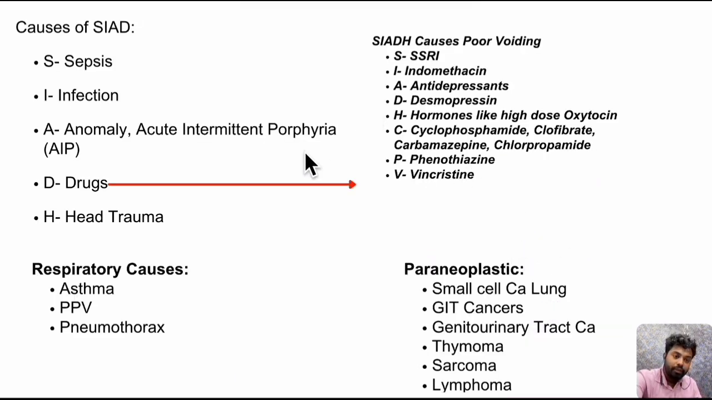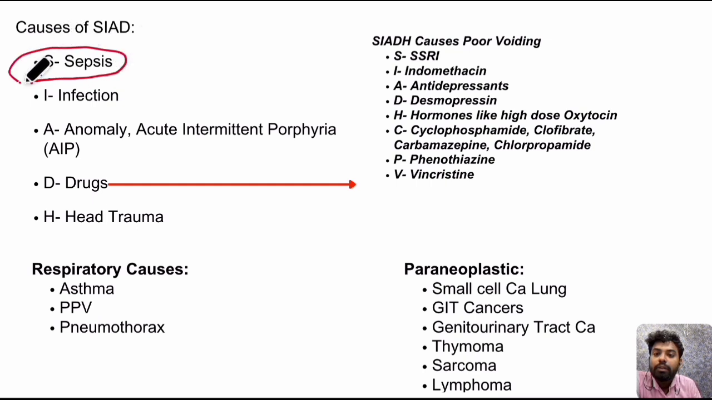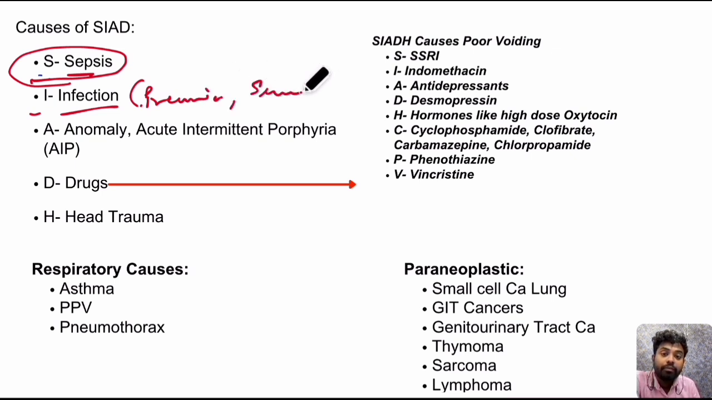So causes of SIAD, syndrome of inappropriate diuresis. So this is SIADH. The mnemonic is SIADH only. Sepsis, S for sepsis, I for infection. Any infection, you will see most pneumonia patients or severe UTI. You see these patients are having CRD.